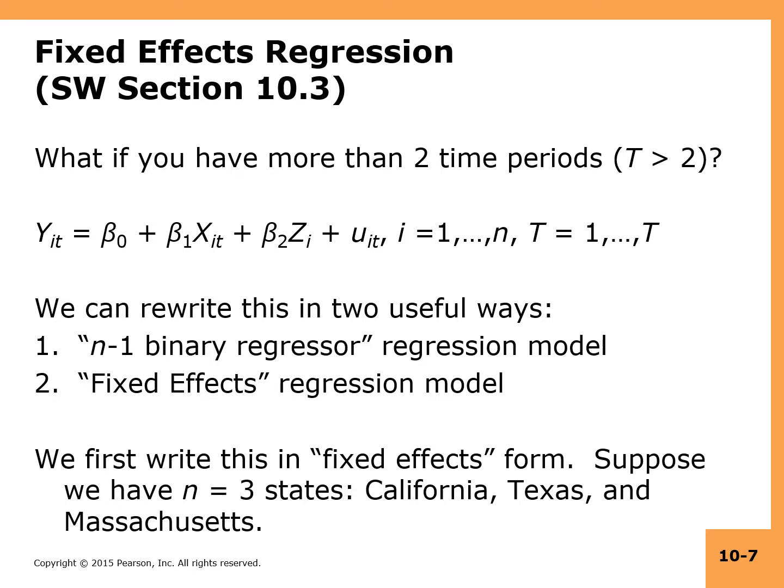So when you have 2 time periods, you can use differences to get rid of the omitted variable problem. But what if you have more than 2 time periods? We use something called fixed effects in this case, and we can write this regression in 2 different ways. So first, we're going to write it in fixed effects form. First, let's suppose that we have 3 states: California, Texas, and Massachusetts.